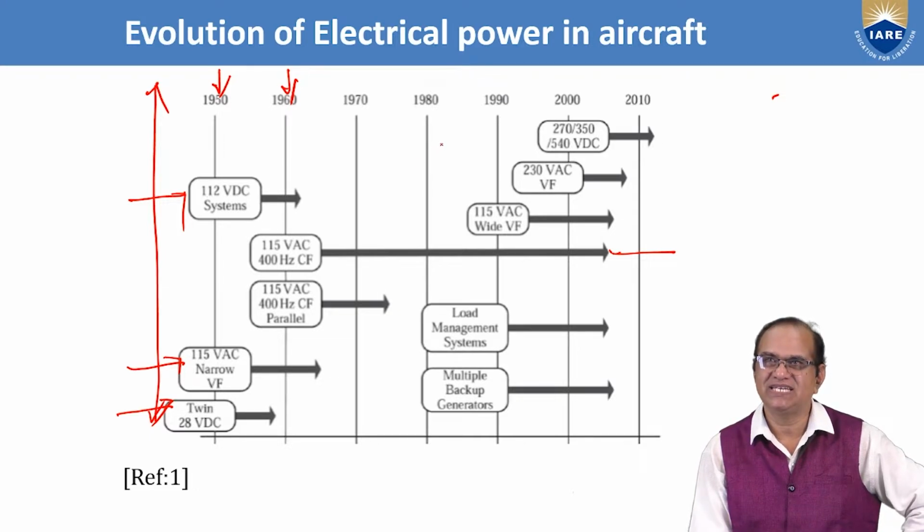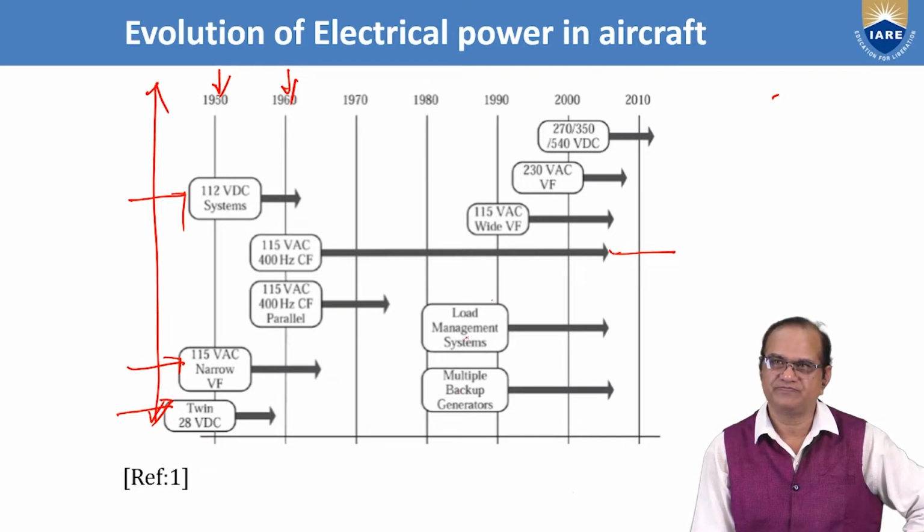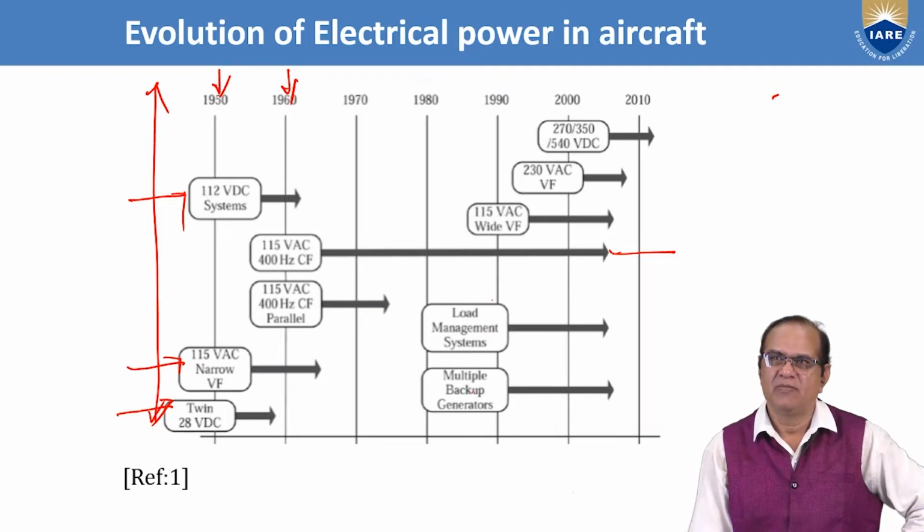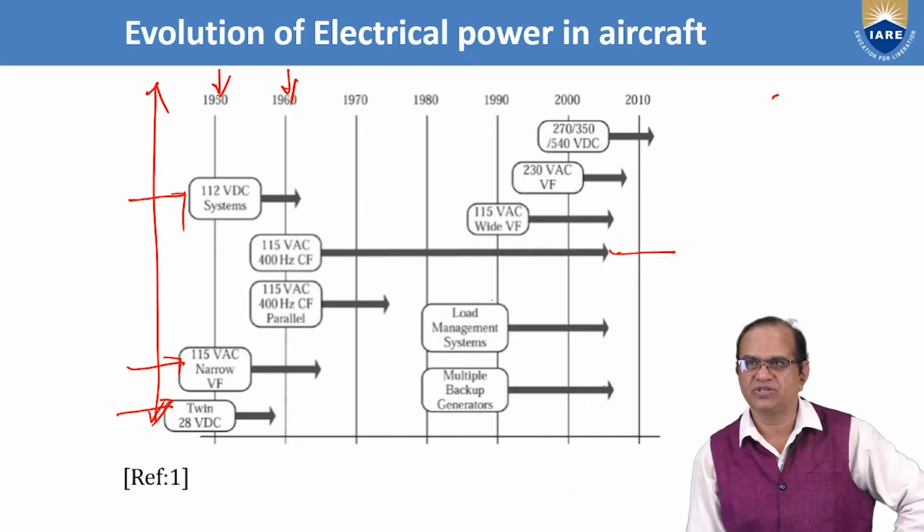After 1980, it has started to 1990. In this 1990 period, if you see, load management systems and multiple backup generators are used. These load management systems are operating. In this, multiple backup generators are used.